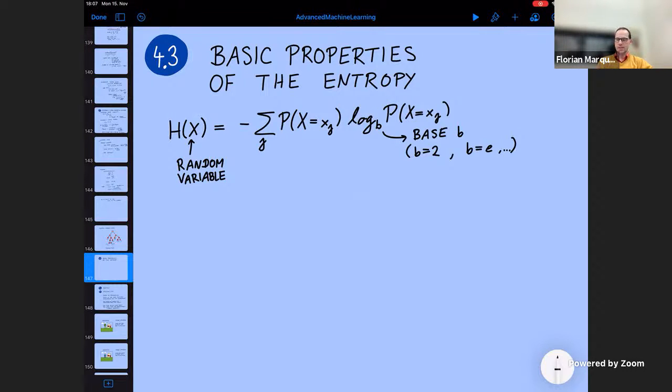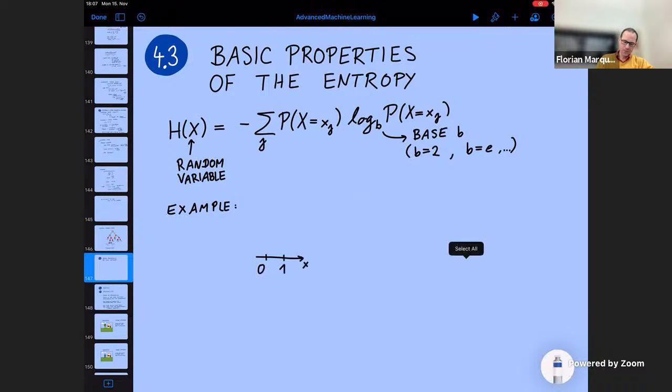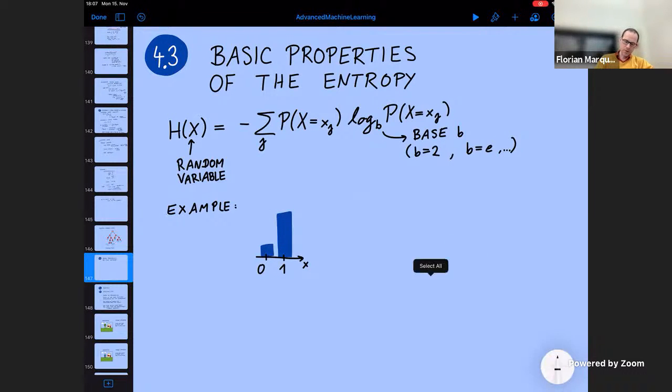Good. We can apply this to the case of a random variable that only can take two values. This is the simplest case. And then we can make a plot of the entropy in that case. So if our random variable can only take two values, let's say 0 and 1, then if I plot the probabilities, I might have such a situation that one of those values is much more frequent than the other. Let me call that p.